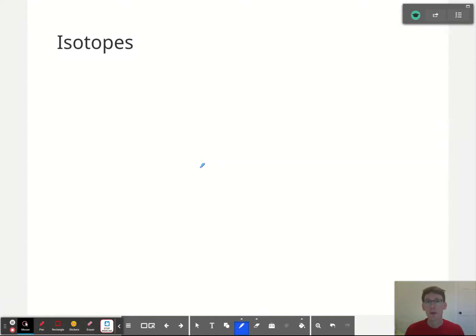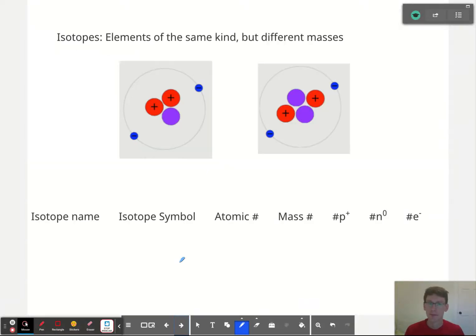In this video, we're going to learn about isotopes. Isotopes are defined as elements that are of the same kind that have different masses.